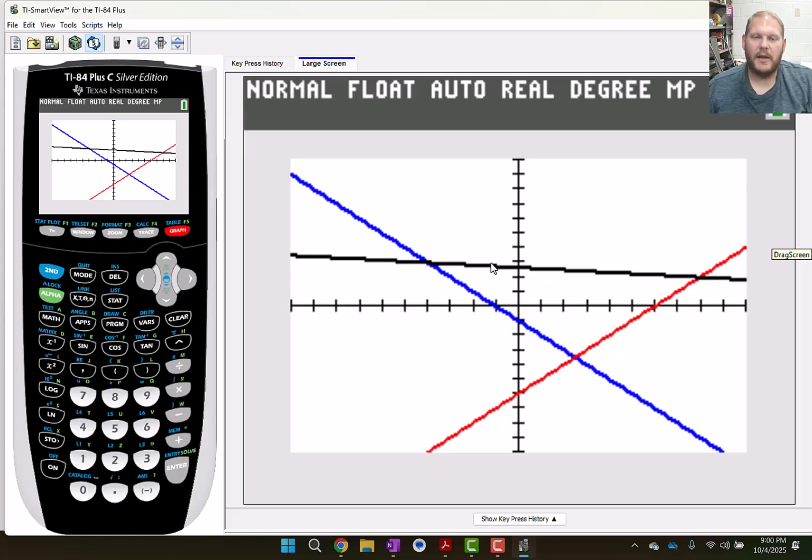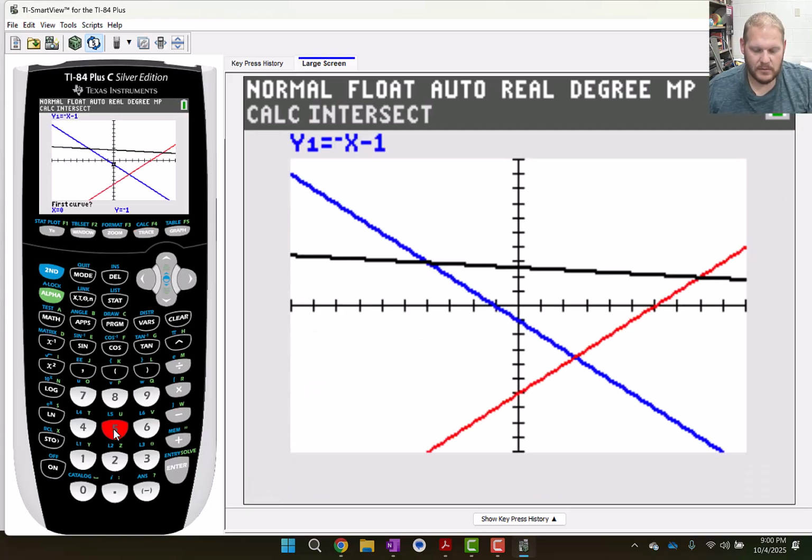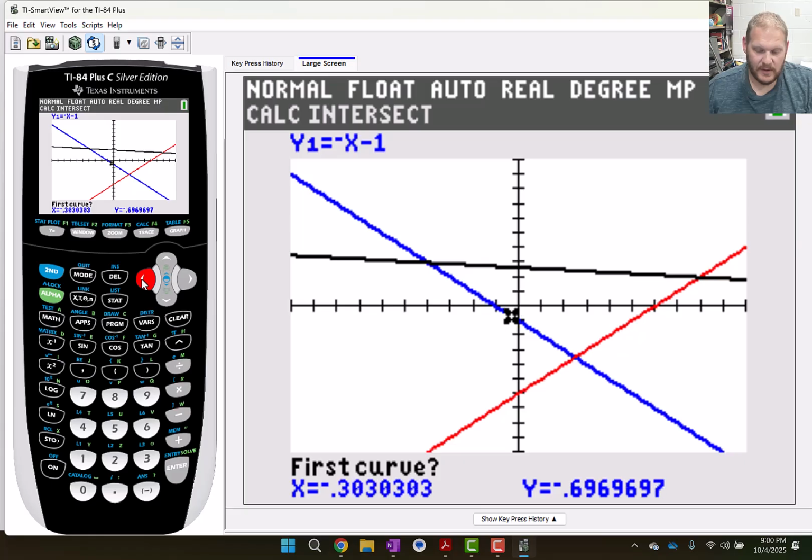So if you want to figure out where they intersect each other, remember that would be second and then calc, which is the trace menu, and we can go down to number 5 to find out where they intersect. Now this is where it is going to be important for us to tell it which intersection we're looking for, because what it's going to intersect with is going to depend on where I'm looking. If I want to find this intersection between my left, my blue graph and the dark one, my black one, I'm going to go over here and say, hey, I think around here on my first curve is where they intersect each other.